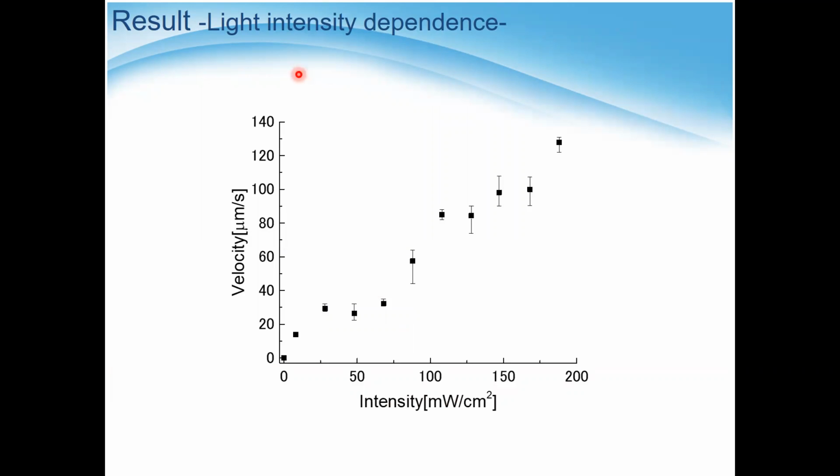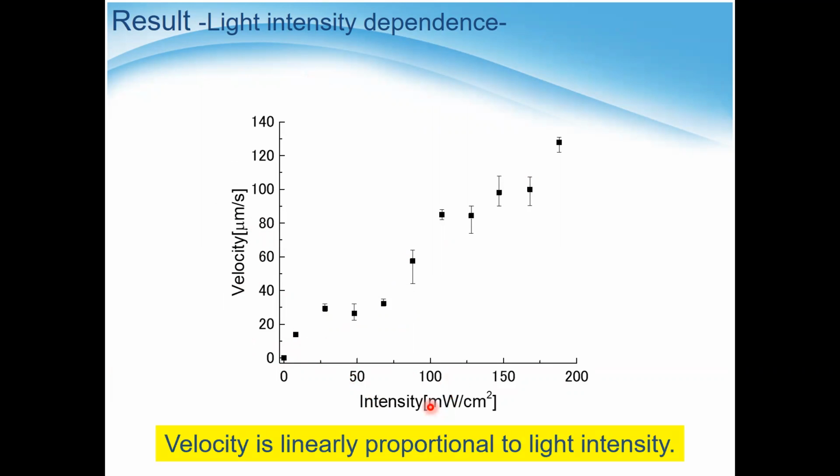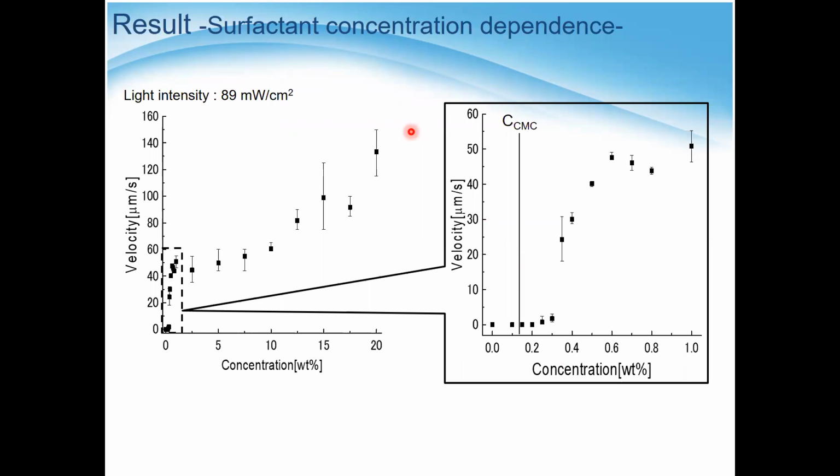And also, we studied the light intensity dependence, and clearly it shows some sort of linear dependence of the velocity on the light intensity, and clearly indicates that this motion was induced by the light. And we also studied the surfactant concentration dependence. There was some threshold concentration we could find. Here is the concentration and the velocity. And if you expand here, you could see that at some concentration, the motion jumped up and started.